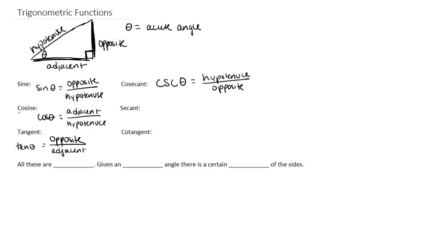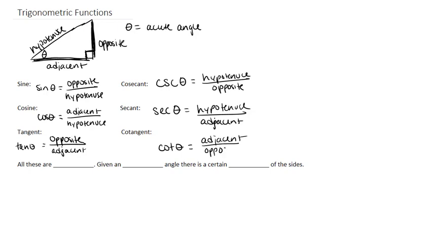Now our secant, represented like this, is our hypotenuse over our adjacent. And then our cotangent is our adjacent over our opposite side. So you can see that all these are really just ratios.